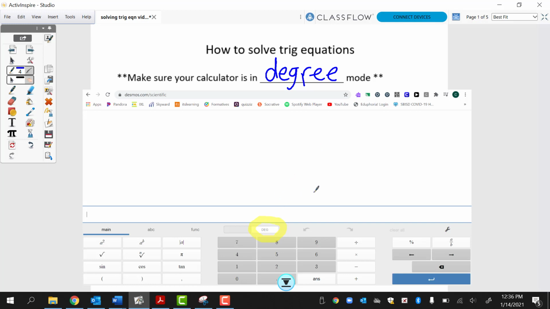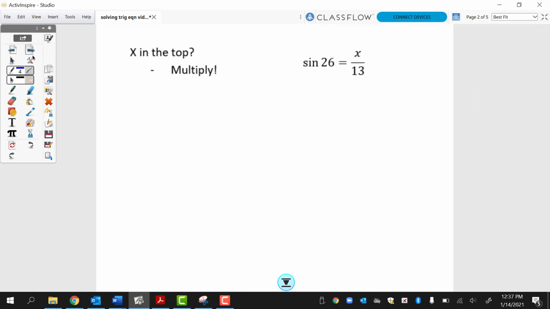Well, it's the default setting, but you need to make sure that on your keyboard right here that you see DEG, that means degree. Okay, so make sure it says degree on yours. So how do I solve? Well, it depends where the x is. That's what you're looking for, where's the x in my equation? In this specific equation, my x is on the top of the fraction.